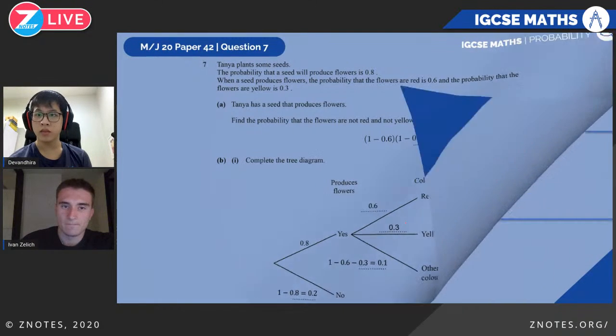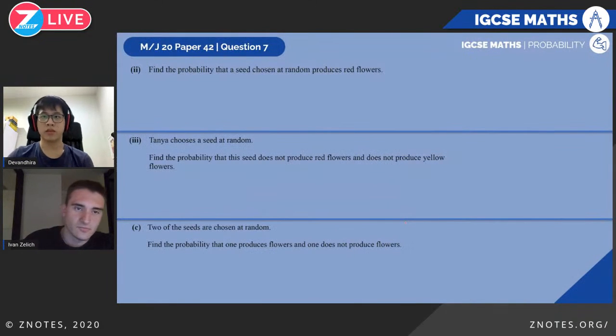Okay. So find the probability that a seed chosen at random produces flowers.